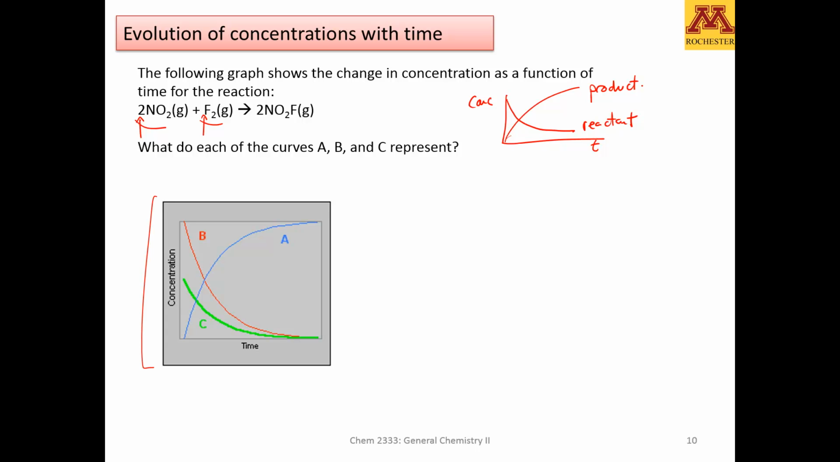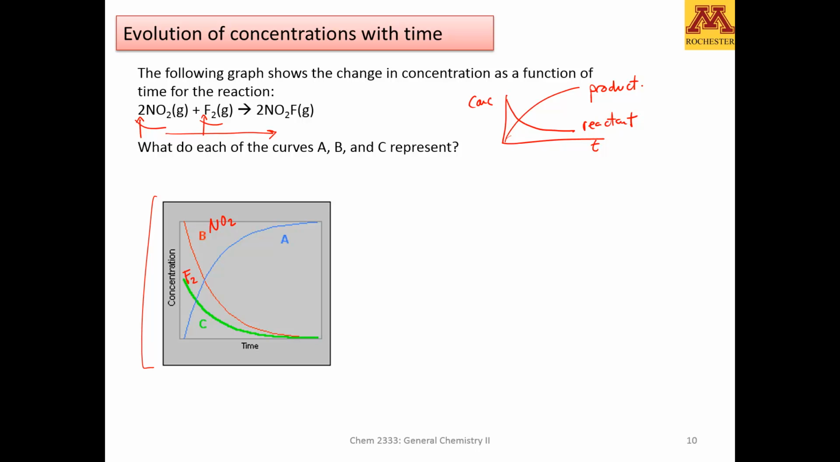What you see in this plot is that you have the red curve and the green curve. The red curve has a much larger slope, if you will, so it changes more with time. And notice that the way we read the stoichiometry in this reaction is that for each mole of fluorine that becomes products, there are 2 moles of nitrogen dioxide that become products. Therefore, B will be nitrogen dioxide and C will be fluorine.